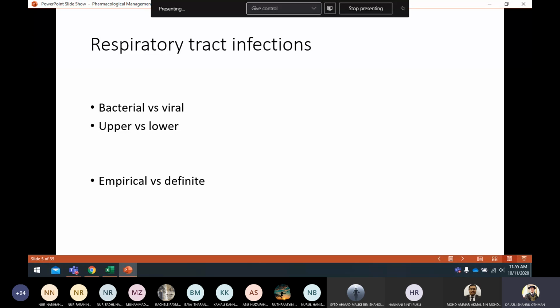But the rule is, for bacteria, you always do culture and sensitivity. For viruses, you identify the organism via reverse transcriptase PCR or whatever. So this is how you do things: empirical and then definitive.